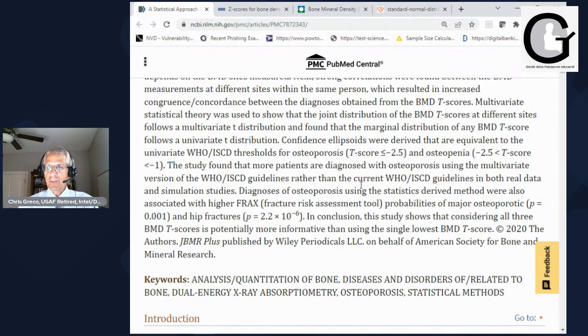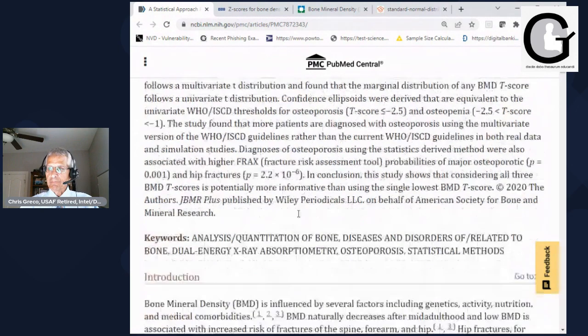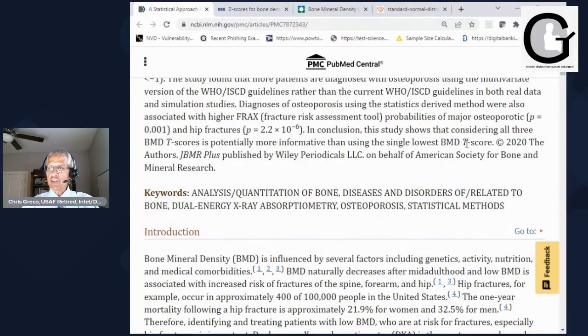And basically what they've done is they saw that in conclusion, the study shows that considering all three BMD T scores is potentially more informative than using the single lowest BMD T score.